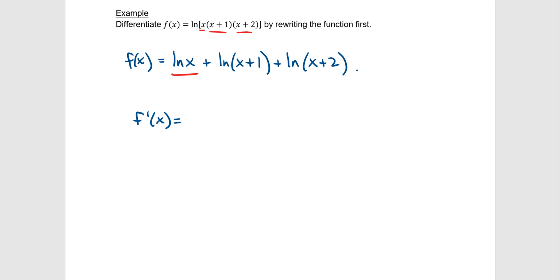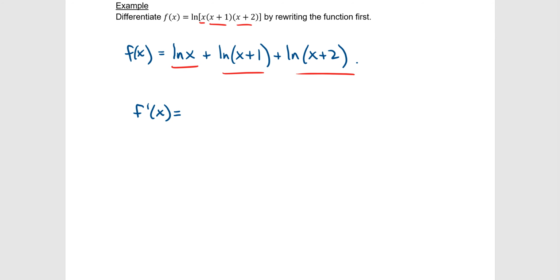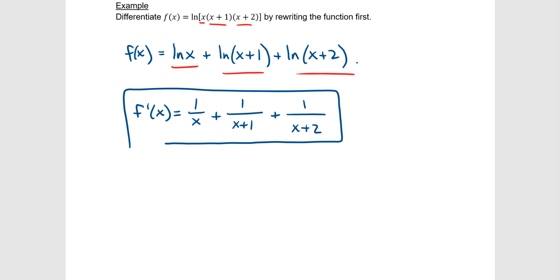Now we do the derivative of each one of these separately because they're separated by addition or subtraction. In this case, all addition. So the derivative of the ln of x is 1 over x. The derivative of ln of x plus 1 is the derivative of x plus 1, which is 1 over x plus 1, plus the derivative of the ln of x plus 2 is the derivative of x plus 2, which is 1 over x plus 2. We could simplify it by combining it into one fraction, but that would be super messy, so let's not do that. We can leave it just like that.